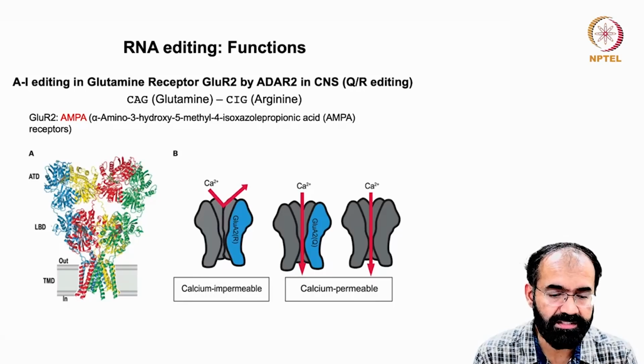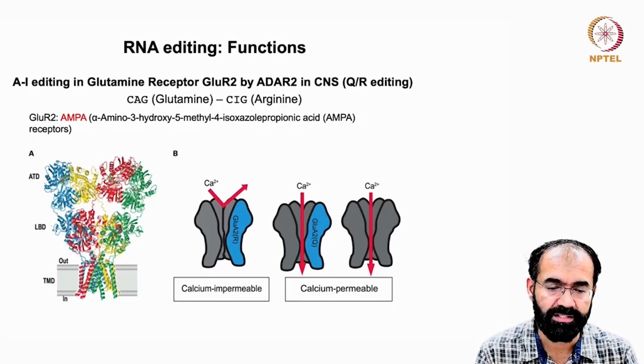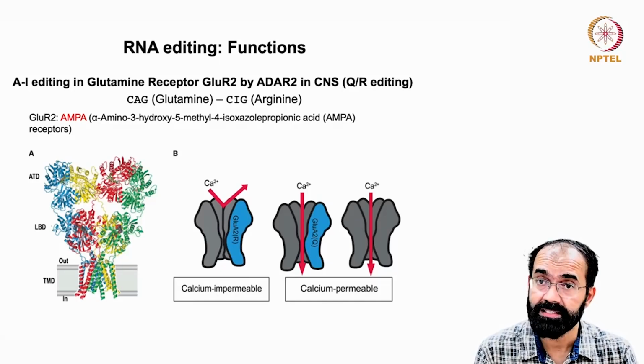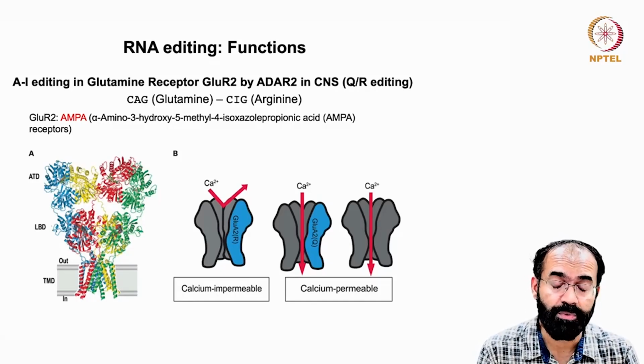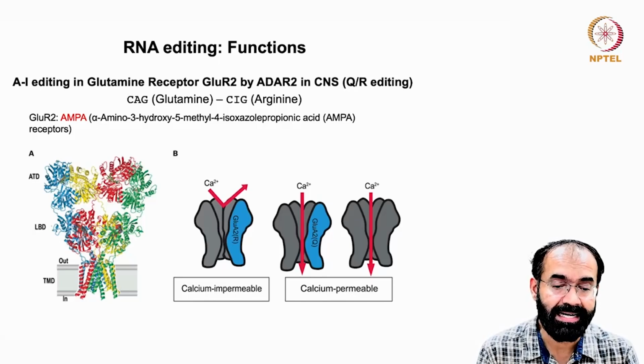So what we should understand is, what is the mutation? This blue colored one is the subunit, that is the glutamate subunit GluR2 of the AMPA receptor, and there are other subunits which are unaffected. So what happens when you have arginine that is edited?